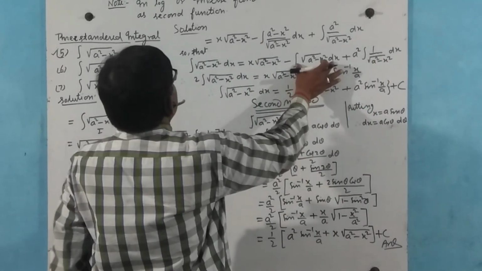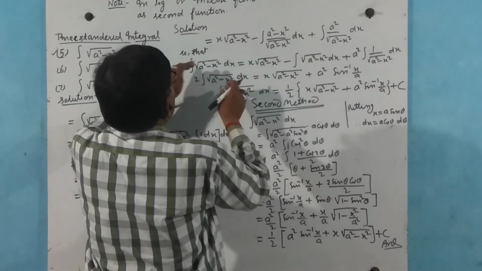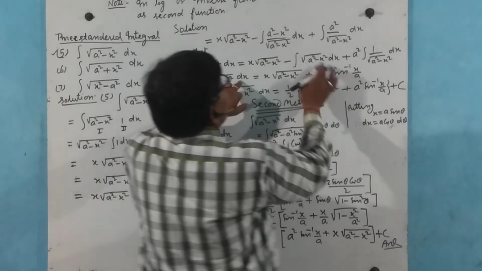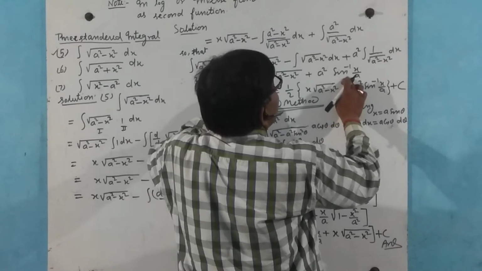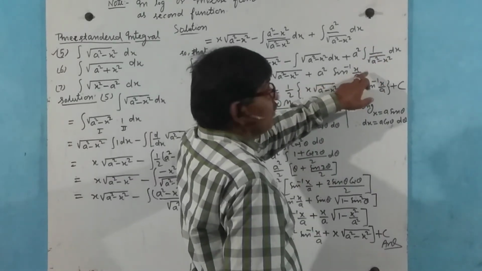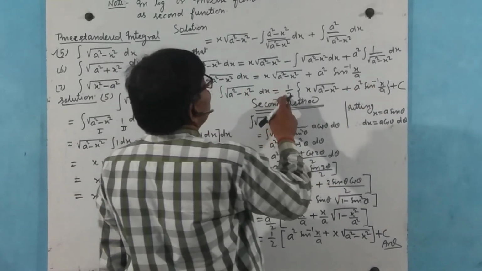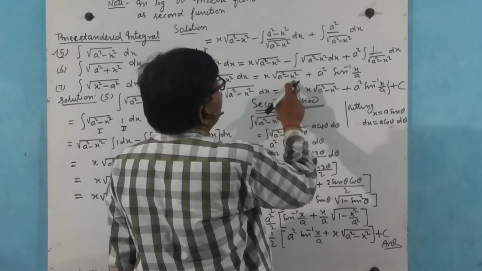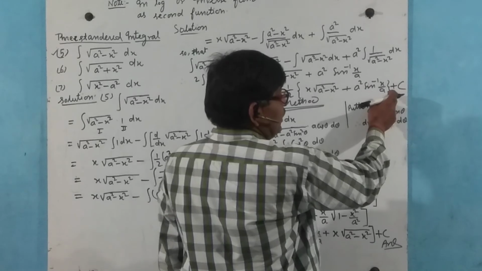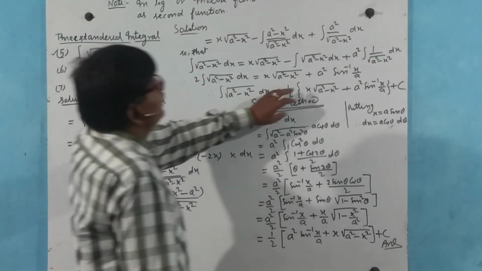Now this and this both are the same. This comes here, so that 2 of this and this term comes here, and this term a square integration of 1 by under root a square minus x square. This is sin inverse x by a. And now 2 comes here: 1 by 2 x under root a square minus x square plus a square sin inverse x by a, plus integrating constant c. This is the integration of these terms.